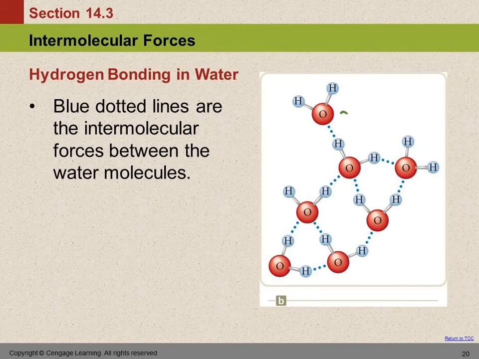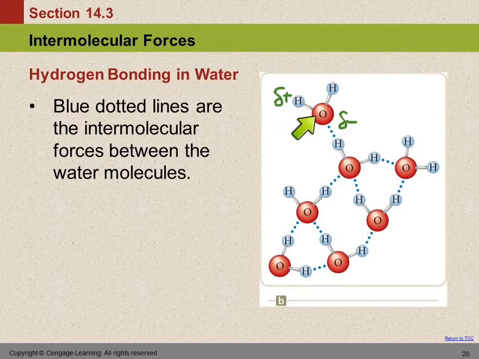So there's a partial negative charge on the oxygen and a partial positive charge on the hydrogen. It's less than 1. But how much of 1 is it? Is it half or 0.25 or 0.01? What is that partial charge? Well, we don't care exactly.